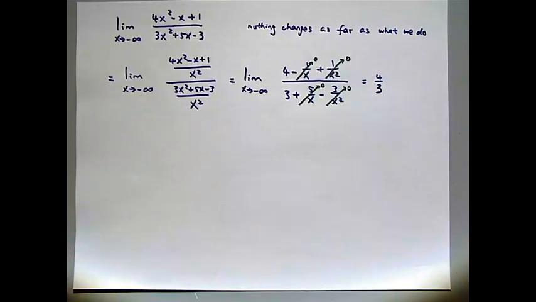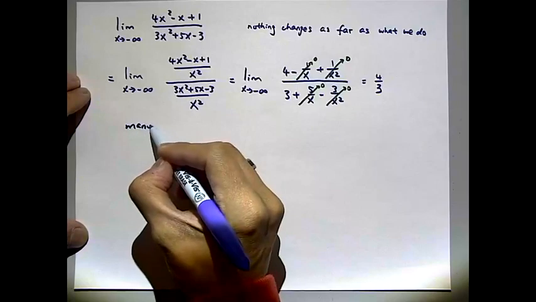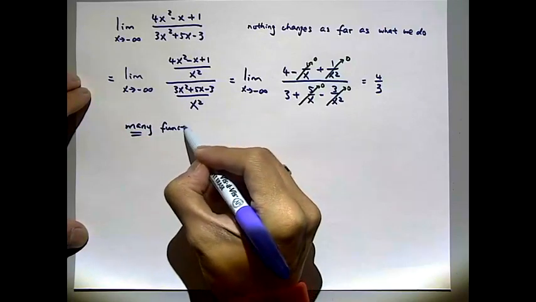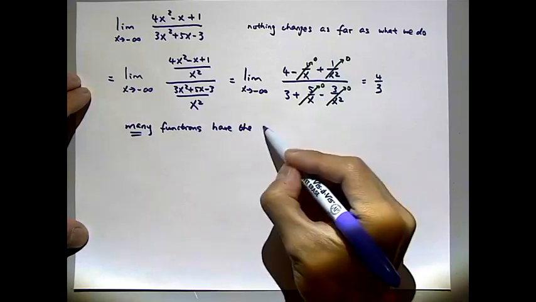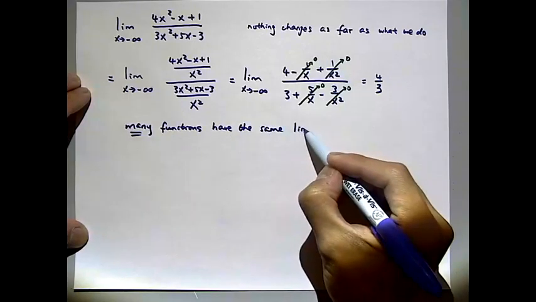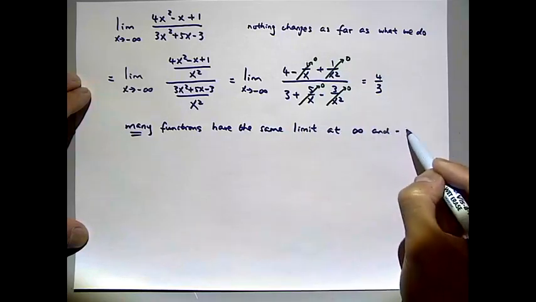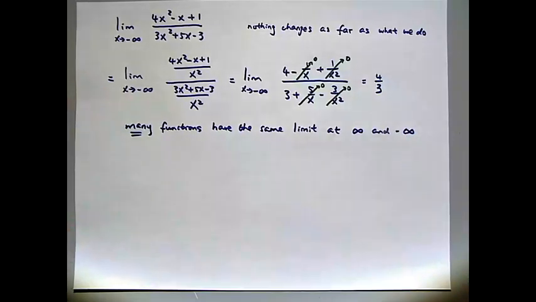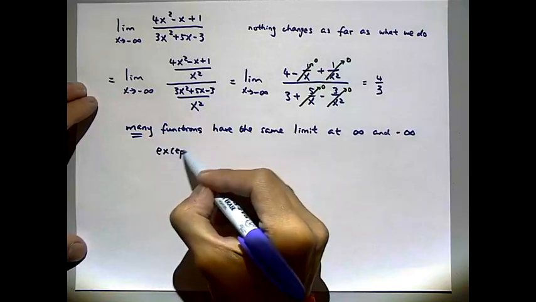Most functions that we deal with will have the same limit to positive and negative infinity. Or rather many, I'll say many. Many functions have the same limit at infinity and negative infinity. For rational functions, that's almost always true. You will encounter some exceptions. We'll see examples later.